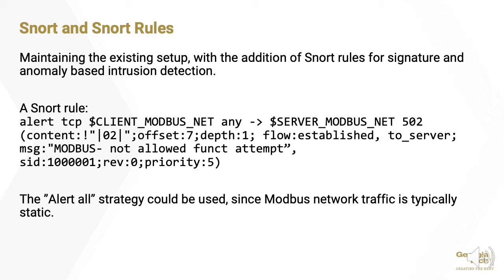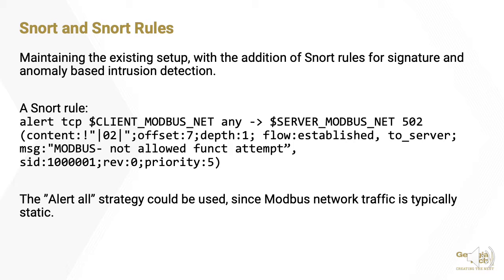The Snort rule presented here will check the byte at the 8th position. This corresponds to offset 7, which contains the Modbus function code. The rule will therefore check the function code of Modbus TCP traffic going from the client network to the server network for function code 2, which is read discrete input.